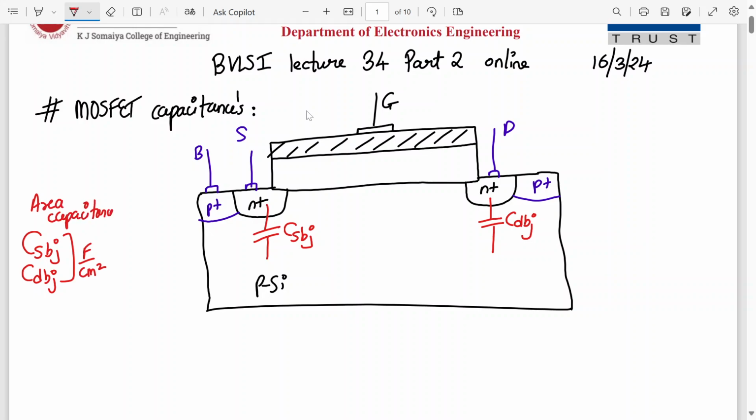And we have to derive its expression. Since it is a junction capacitance, we have to arrive at the expression for these capacitances CSBJ and CDBJ.